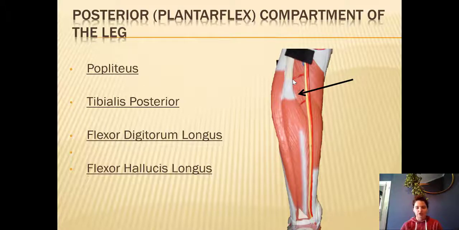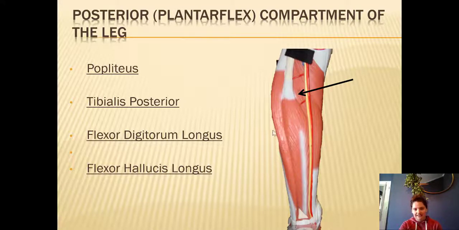And then the last 2 mimic what we saw in the front. We had an extensor digitorum longus, so we have a flexor digitorum longus. We had an extensor hallucis longus, so on the posterior side we have a flexor hallucis longus. Now, these are tricky because if you look down at your feet, the hallux is medial and the other digits are lateral. So you would expect that the flexor hallucis longus would be medial because the hallux is medial.